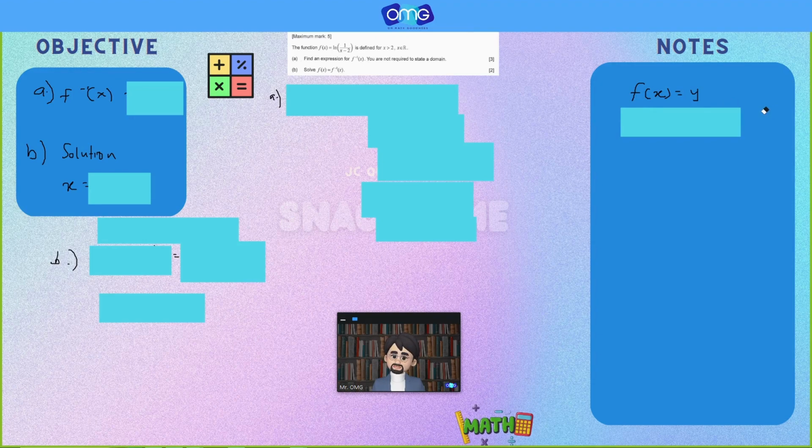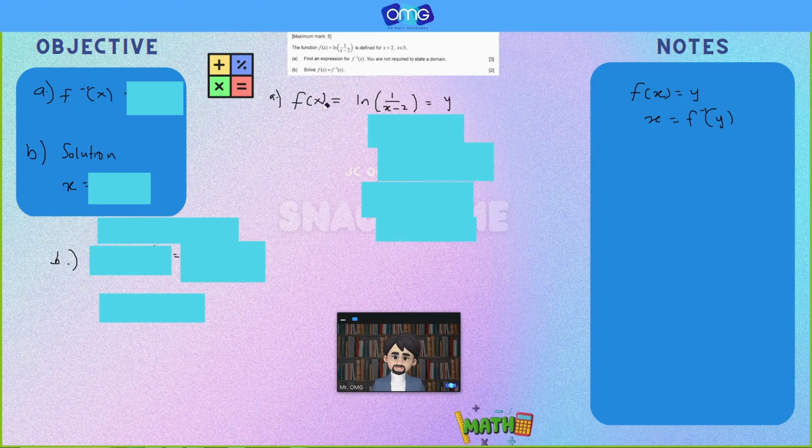Example: y equals f(x). Let's put f to the other side, so we get x equals f inverse y. This means we can use change of subject. What do I mean by that? Let me show you an example. ln(1 over x minus 2) equals y. So we move x in terms of y in the end.